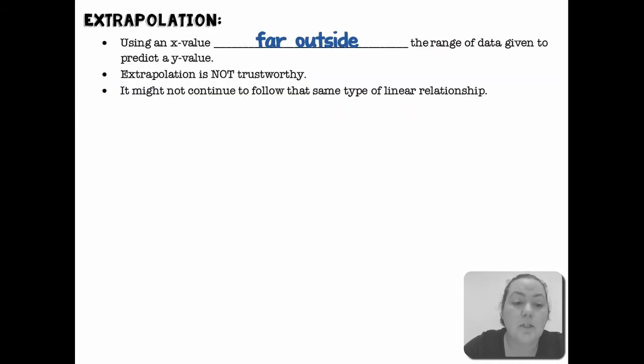All right, extrapolation is using an x value that is far outside the range of data given to predict a y value. Okay, so you don't want to make assumptions too far into the future. If you only have data that goes from 1960 to 1970, you don't want to make predictions about 2025. Okay, that's too far away from the data we have. A lot of things could change. So extrapolation is not trustworthy, and it might not continue to follow that same type of linear relationship. That trend might change.